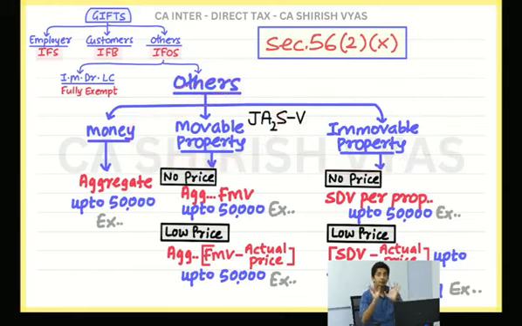If that item is stock in trade, for example, I am a jeweler. I have a jewelry shop, Shirish Vyas Jewelers. In my shop, I have a lot of gold and silver necklaces, etc. Now, I got a necklace worth 18 lakhs at a price of only 16 lakhs, cheaper. So 18 minus 16, what is the difference? 2 lakhs. Looking at 2 lakhs, you will feel it is more than 50,000.